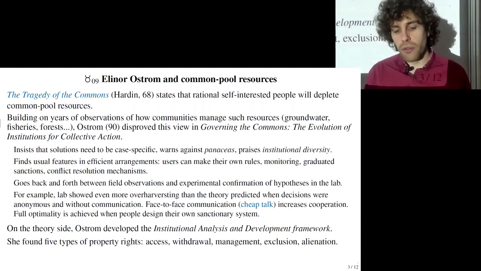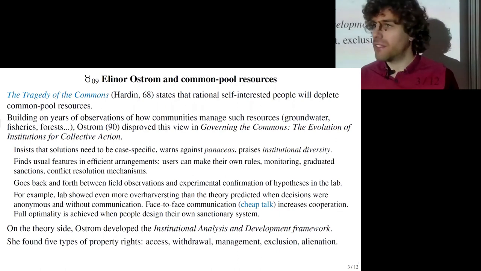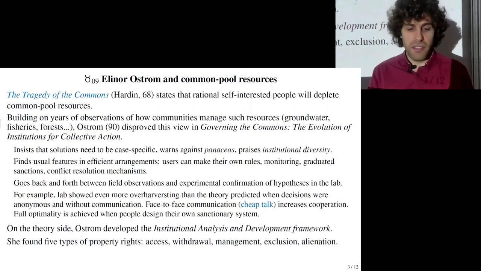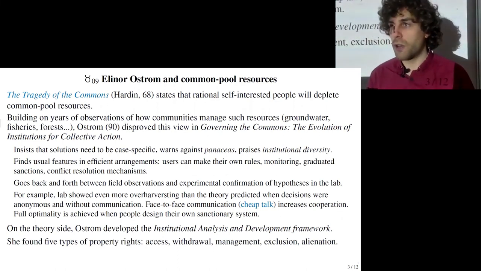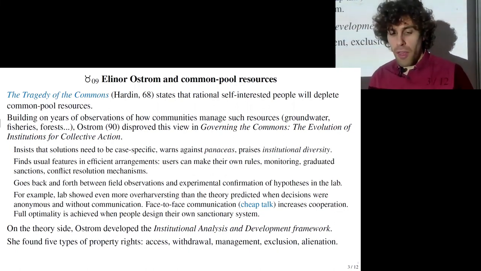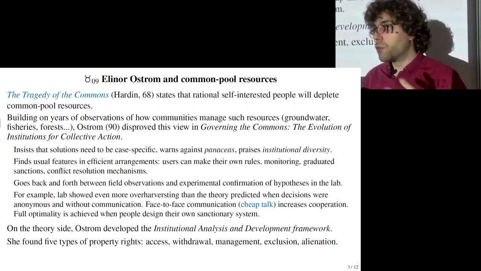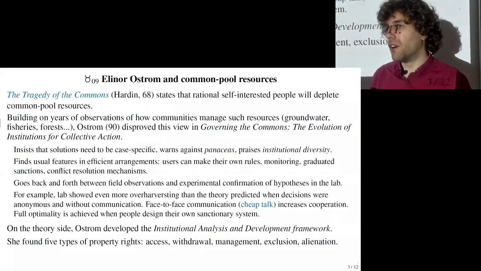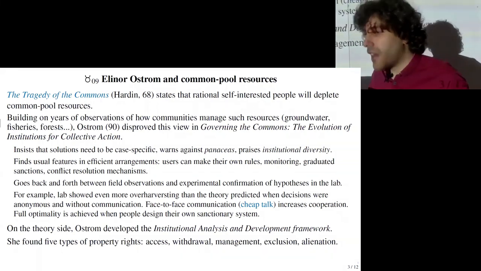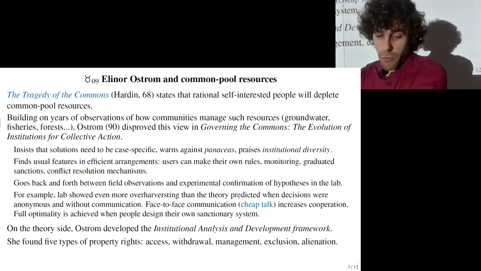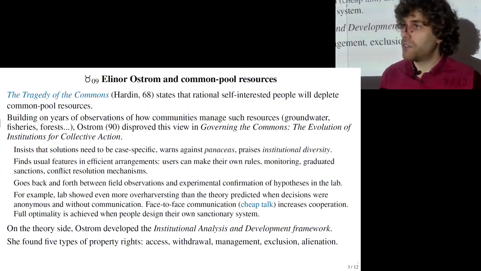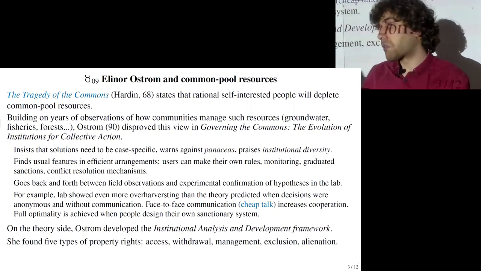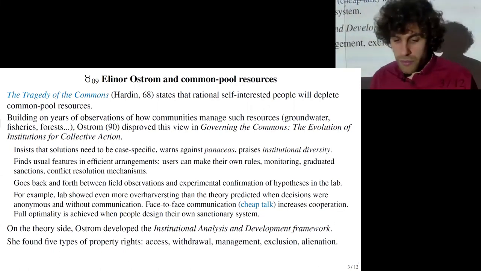So in her observations, she also finds that property rights is more complex than just one given property right, and can be differentiated into at least 5 different types of property rights. The right to access the good, the right to withdrawal, so for example for the groundwater, the right to go to the lake, or the withdrawal right is to pump. Management is the right to take decisions. Exclusion is the right to exclude someone from accessing, so to build a barrier or something.